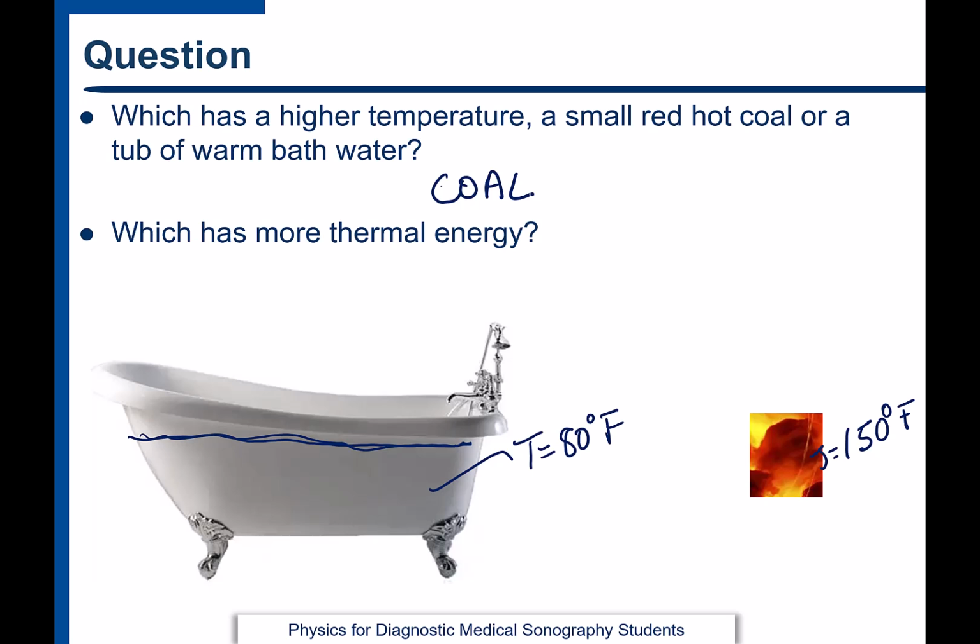But which has more thermal energy? Well, the coal is small, so even though the average kinetic energy of the molecules in that coal is high, there are not that many of them. Whereas here, we've got a lot of water molecules that are moving, and even though an individual molecule isn't moving as fast as it is inside the coal, there are so many more of them that clearly the tub contains more thermal energy.